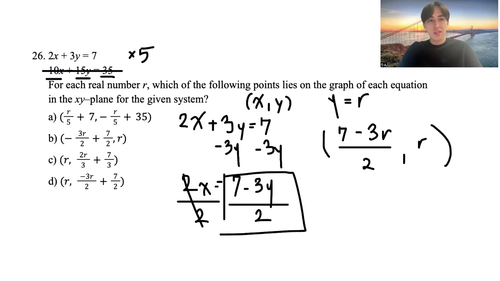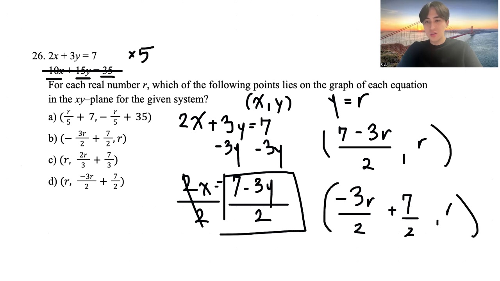However, the problem is that this is not one of the answer choices. But when you mess around with it a little bit, you'll realize that 7 minus 3r over 2 can be rewritten as negative 3r over 2 plus 7 over 2, comma r. The only answer choice that has this is B: negative 3r over 2 plus 7 over 2, comma r.